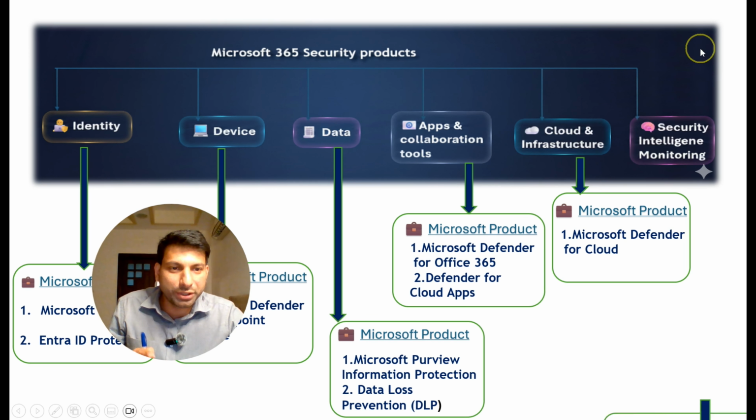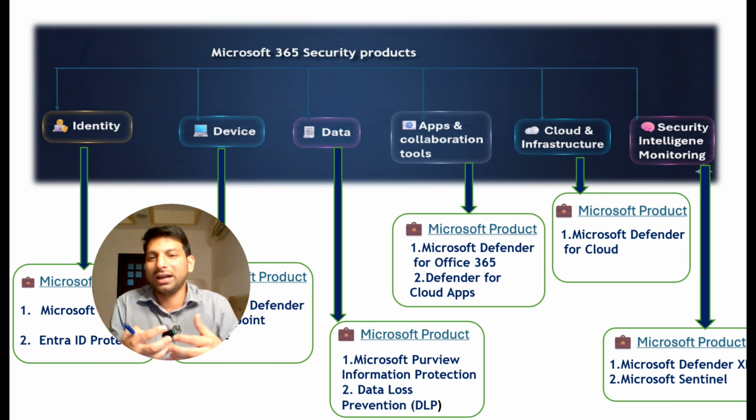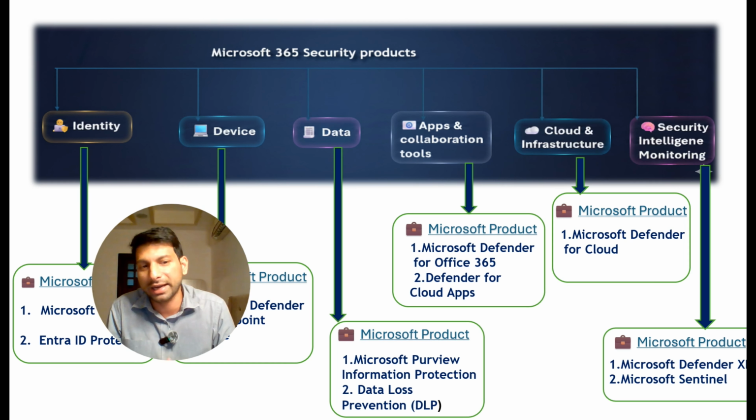And at last, for security intelligence monitoring, we have the Defender XDR portal, which can be called a central hub. It integrates all other products, collects the signals from all the products, and gives alerts and recommendations to the end users and to the administrator to take certain actions. These are the core security products that Microsoft offers to us.